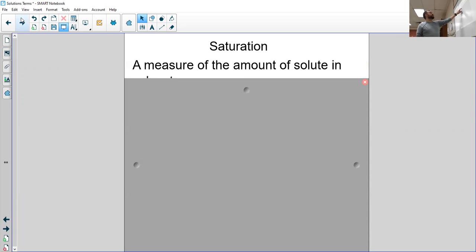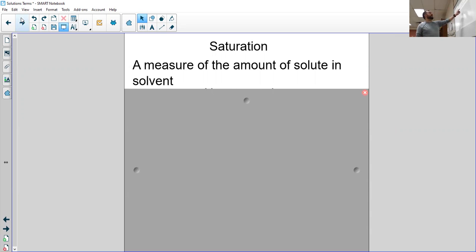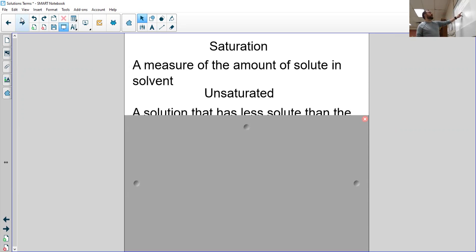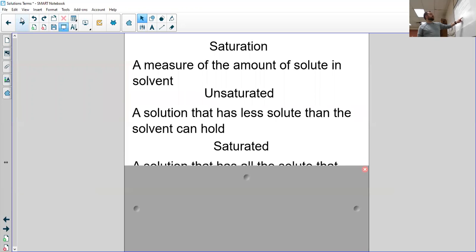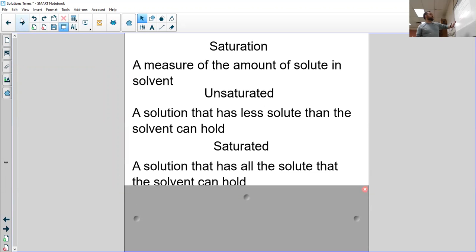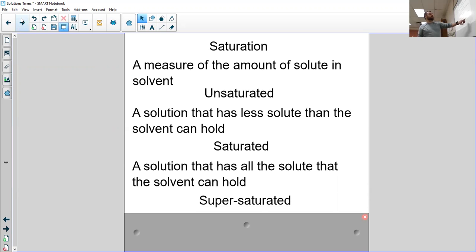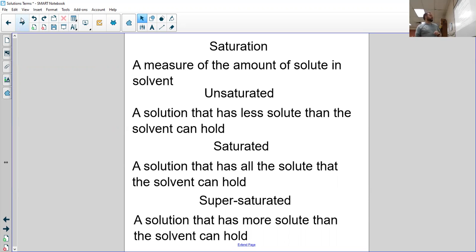So we have saturation as our next term. So what is saturation? It is a measure of the amount of solute in a solvent. Now we can have three different levels of saturation. So we can have unsaturated. So it's a solution that has less solute than the solvent can hold. We can have a saturated solution. So it's a solution that has all the solute that the solvent can hold. And we have a supersaturated solution. So a supersaturated solution is a solution that has more solute than the solvent can hold. So it's overly saturated, it's supersaturated.